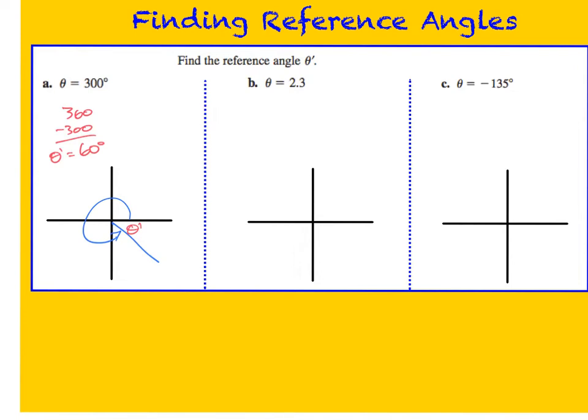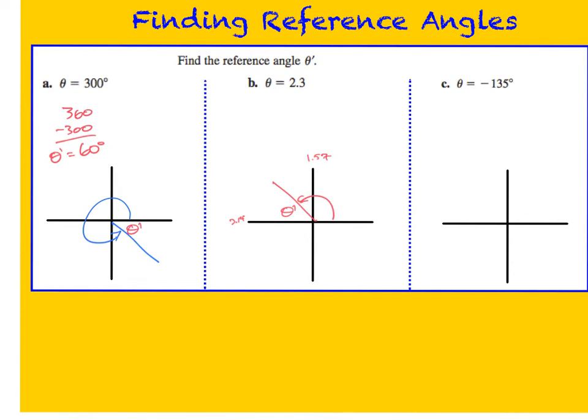I have 2.3. Is this in radian or degree mode? This is in radian mode. How do we know it's in radian mode? There's no degree sign. So where's 2.3 at? What quadrant? It's in the second quadrant, because this one is pi over 2, or like 1.57, and then this is pi, so it's like 3.14. And so I need to solve for this theta prime. So what do I need to do to it?